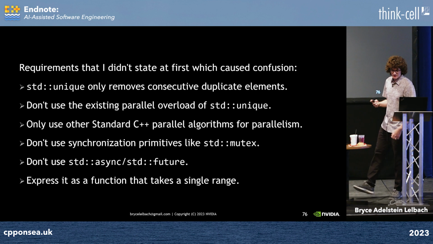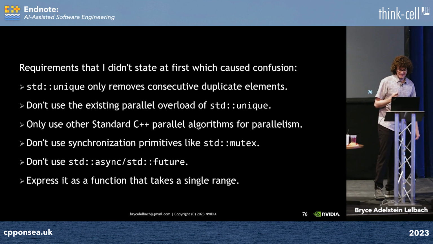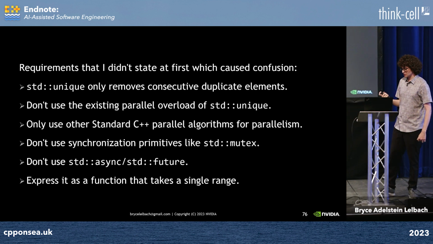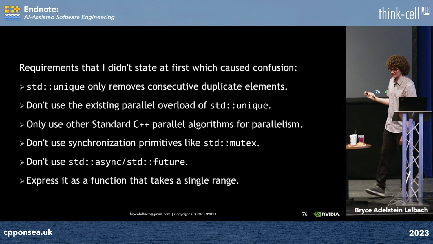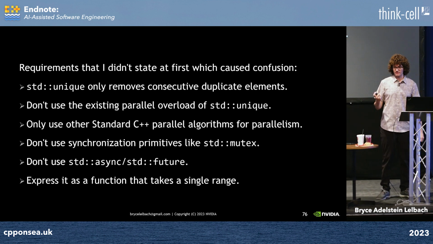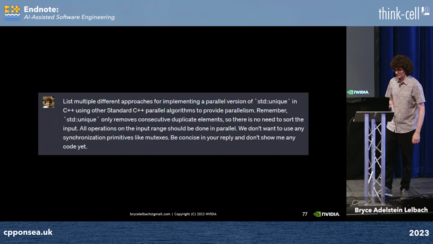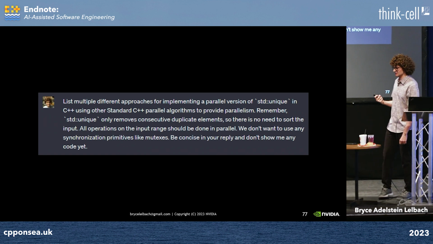So the next thing I did was figure out what my requirements were and state them clearly, and then I asked the AI to list some different approaches to implementing the algorithm and to not show me any code yet. This technique of giving it a specific role and a specific task proved to be very effective. So here's the prompt that led to a successful session, which will be the rest of this talk.